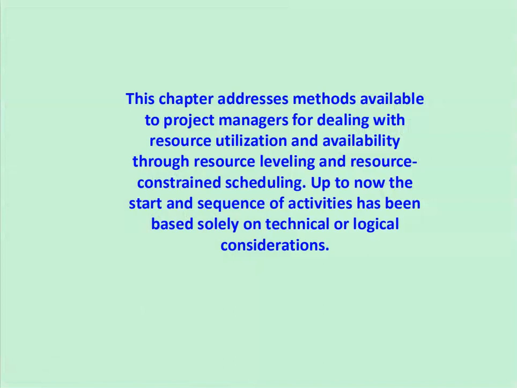Okay, this chapter will address methods that are available to project managers in order to deal with resource utilization and availability. The techniques that we use here are resource leveling and resource constrained scheduling. So, two techniques. Up to now, the start and sequence of activities has been based solely on technical or logical consideration. In the previous chapter, we have seen the scheduling, part of the planning. We have seen the work breakdown and allocation.